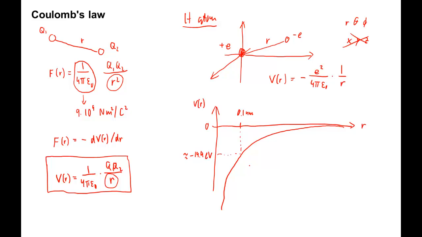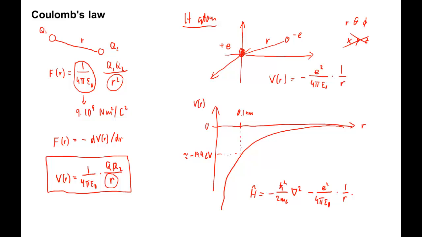This is the electrostatic potential energy function we need to use in a Hamiltonian if we want to solve the Schrödinger equation for the hydrogen atom. The Hamiltonian for the hydrogen atom is therefore H hat equals negative h bar squared over 2 m e nabla squared, that's the kinetic energy term, minus e squared over 4 pi epsilon 0 times 1 over r.